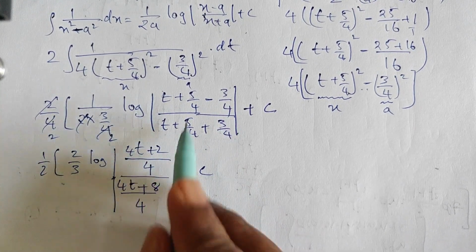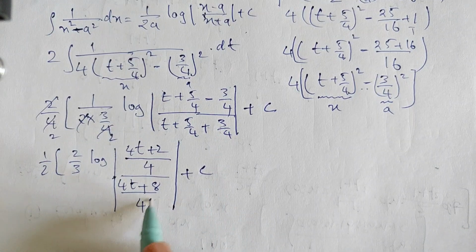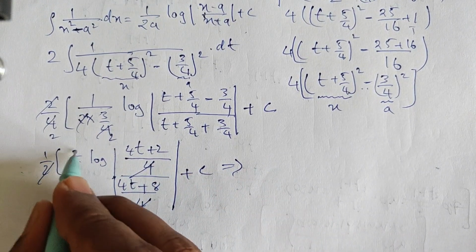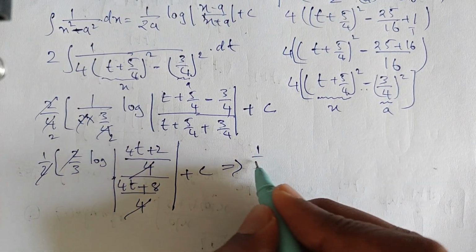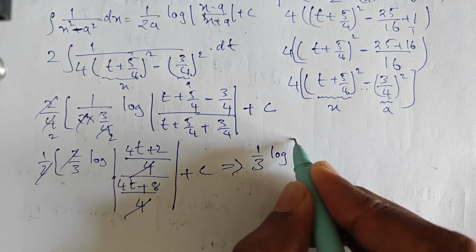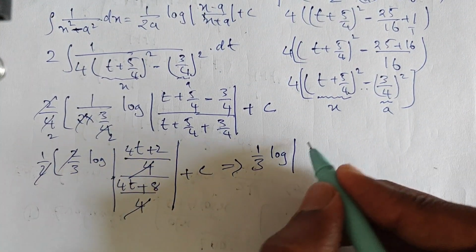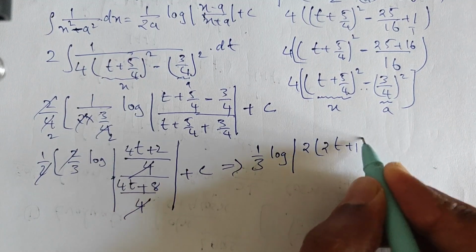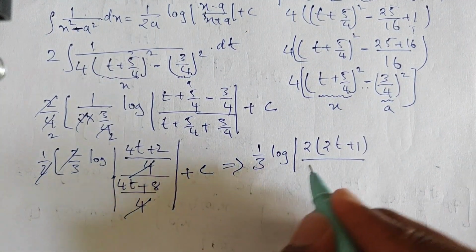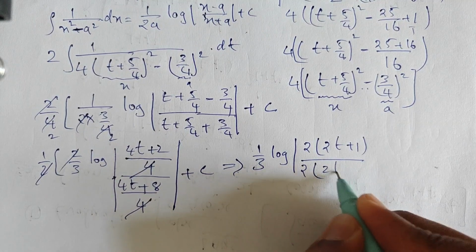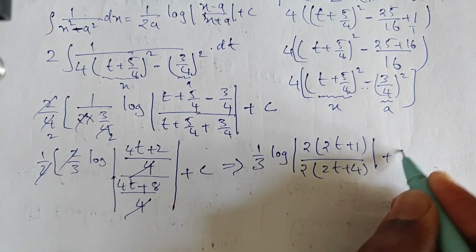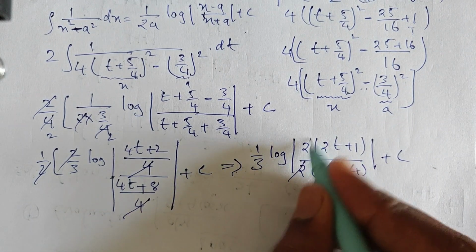I hope you understand this step. What I have done, I have taken the LCM. This 4 gets cancelled. So what I get, this 2 gets cancelled. It became 1 by 3 log of, can I take 2 common? So if I take 2 common, it will be 2 2s are 4, 2t plus 1 will come. In the denominator also, if I take 2 common, it will become 2t plus 2, 4 the 8, 4. And this plus c. This 2 gets cancelled.